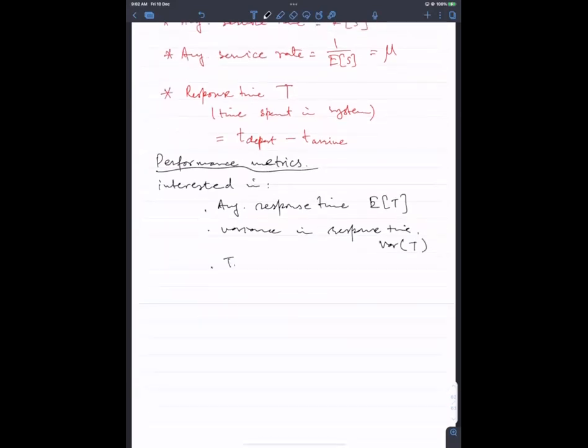We are also interested in tail behavior. इसका क्या मतलब है कि जब आप PDC की queue में जाते हैं, किसी को कम टाइम लगता है, किसी को ज्यादा टाइम लगता है, किसी को और ज्यादा टाइम लगता है, व्हाट इज द प्रोबेबिलिटी दैट योर सर्विस टाइम प्लस द क्यूइंग टाइम, द टोटल रिस्पॉन्स टाइम इज ग्रेटर देन सम टाइम. दिस इज कॉल्ड द टेल ऑफ द डिस्ट्रीब्यूशन. सो टेल बिहेवियर हम इसके अंदर भी इंटरेस्टेड होते हैं.